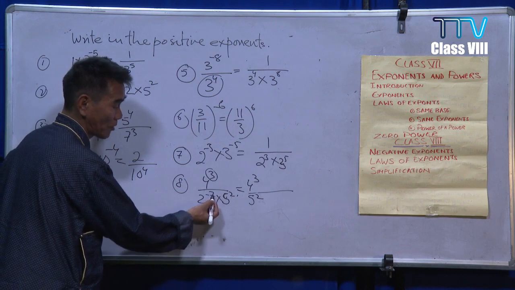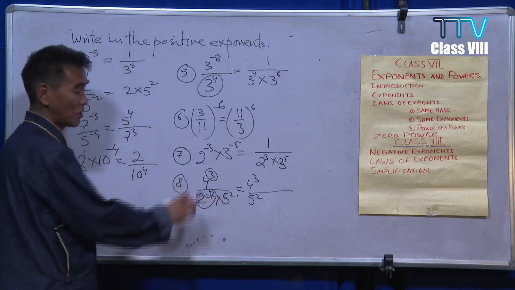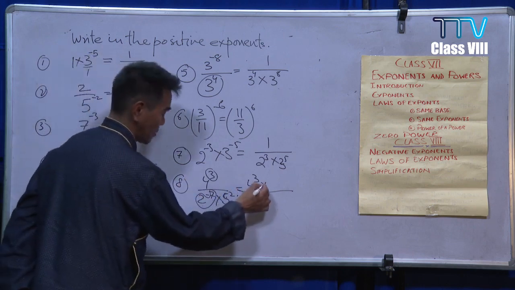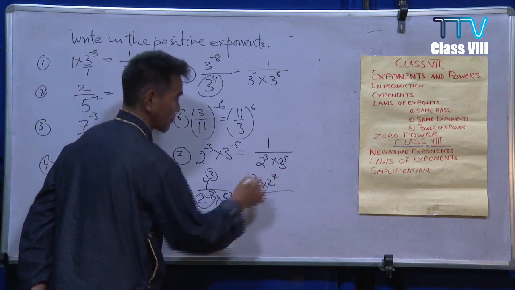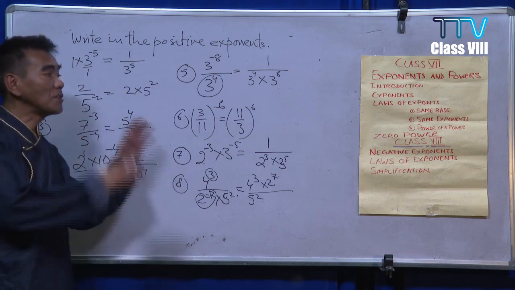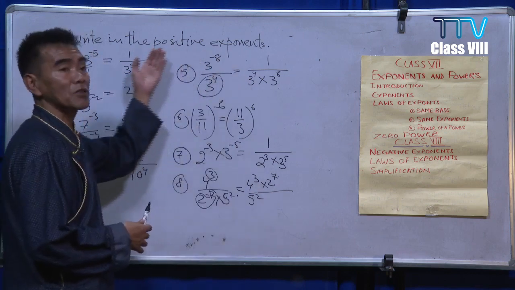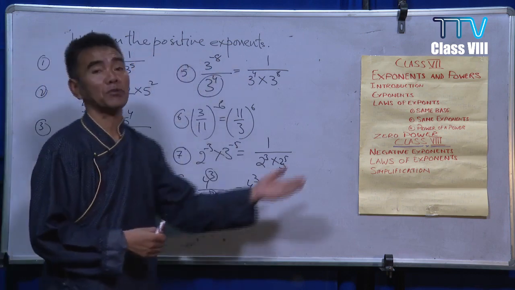2 raised to power negative 7, or 2 raised to power 7, such a change. A negative and positive power. Okay. The negative and positive exponent change in the reciprocal. That was the law, the negative integer power, by the law of exponents.